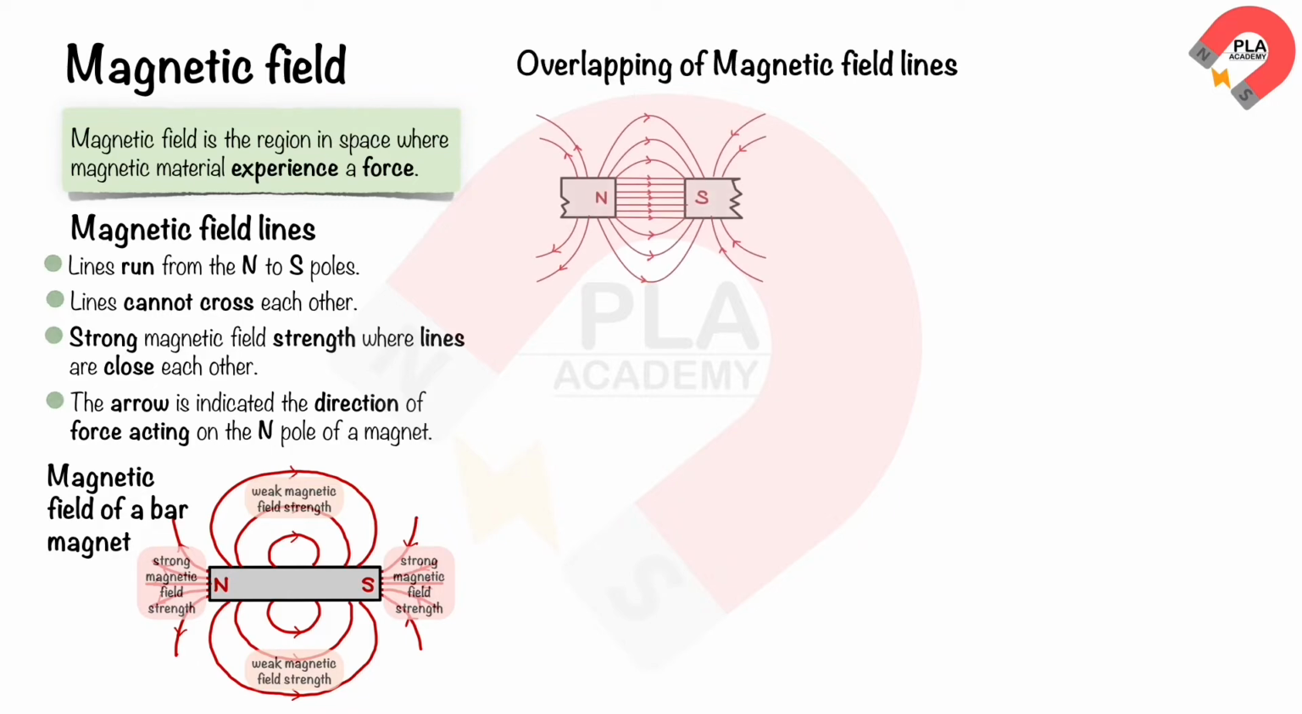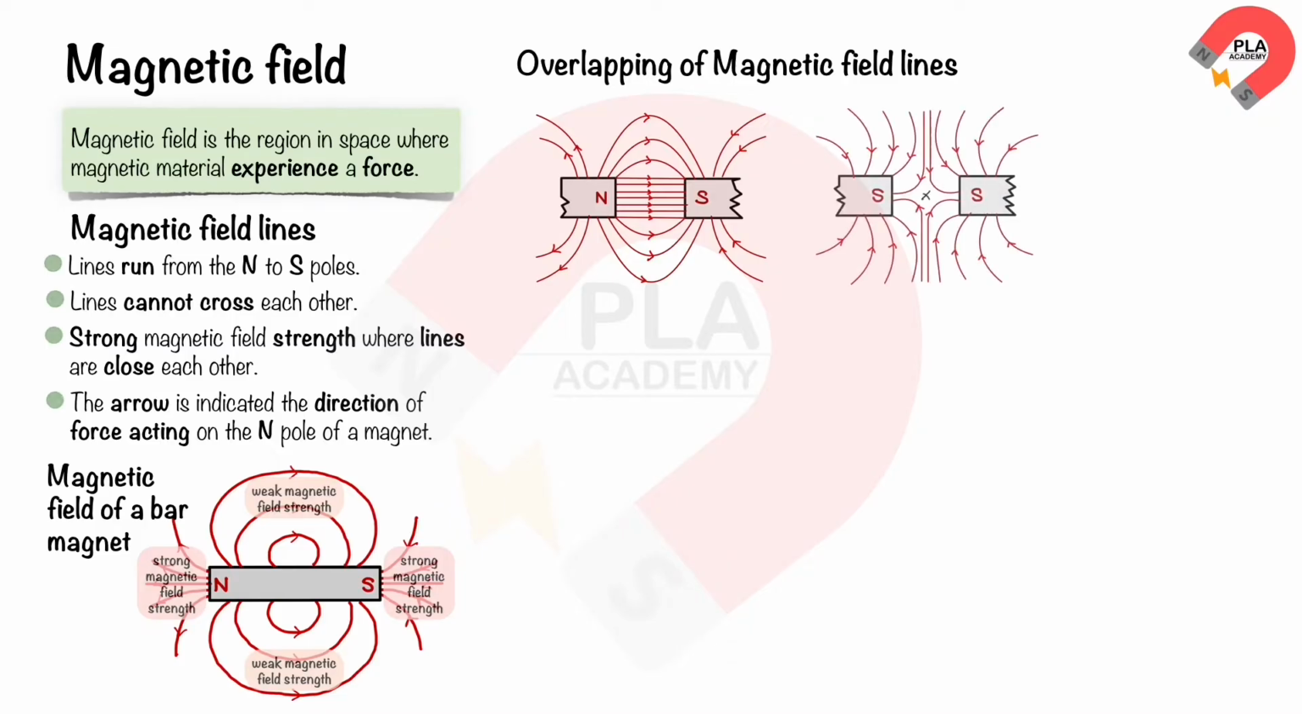The magnetic field lines pattern around two magnets with opposite poles. The magnetic field lines pattern around two magnets with the same poles. This is the neutral point, which has no magnetic field strength and no magnetic force to act on magnetic material.